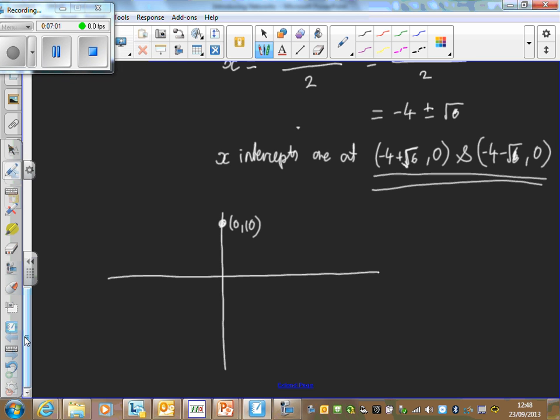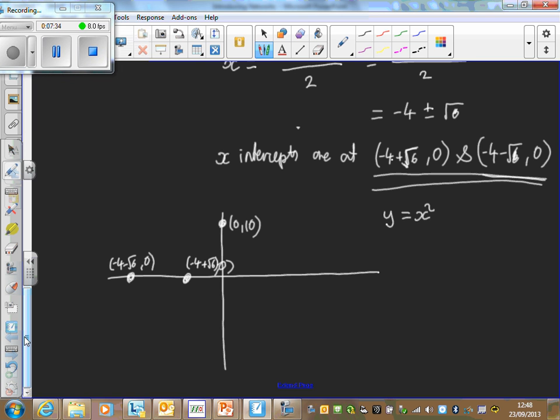Now our x-intercepts, they are minus 4 plus root 6. Now root 6, as a little bit of estimation, is going to be just above 2. So minus 4 plus 2 point something is still going to be negative. So that point there is going to be minus 4 plus root 6. And this point here, minus 4 minus root 6, is going to be somewhere there. So I need to put 0 in there.